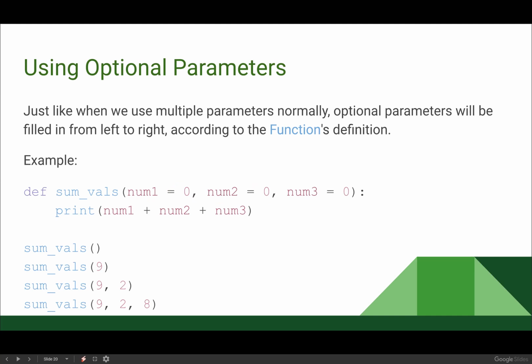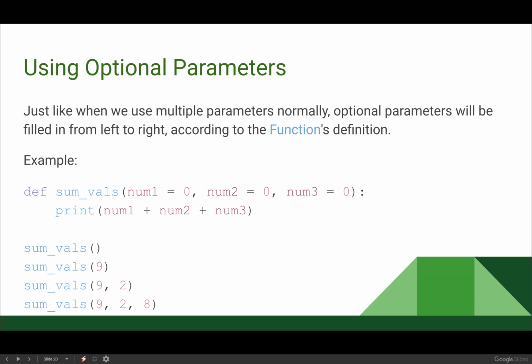All right, if I sum vowels with just 9, which of my 3 parameters is going to take a value? Num1. So num1 is going to get the value 9. Num2 did not get a value, so we're going to take our default, 0. Num3 also wasn't given a value, so we take our default 0. 9 plus 0 is just 9.